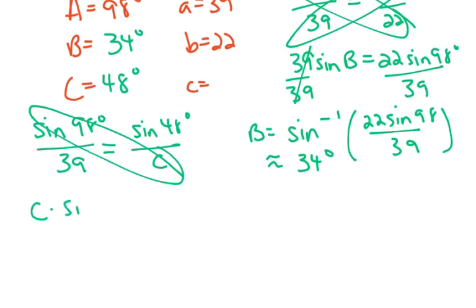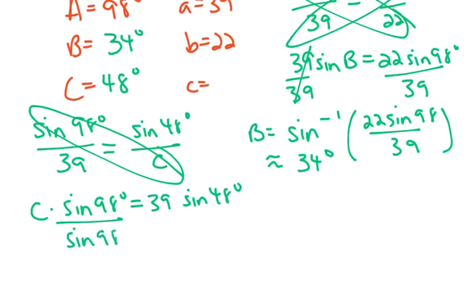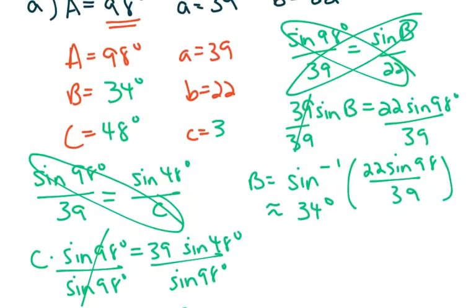C times the sine of 98 is equal to 39 sine of 48. I'm going to divide by the sine of 98 to make it go away. And now I'm ready to plug that in my calculator. And I'm going to get C is approximately 29.3. It's not degrees. Remember, when you find the sides, you're not finding degrees.